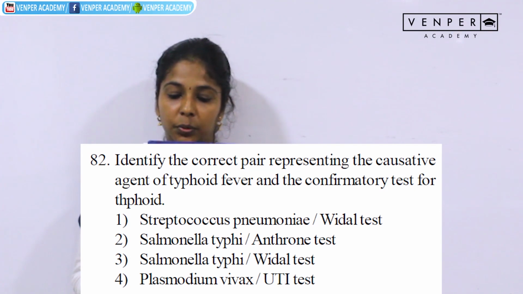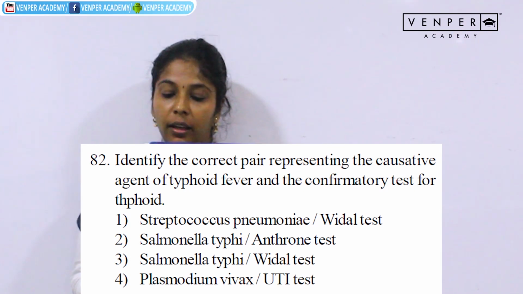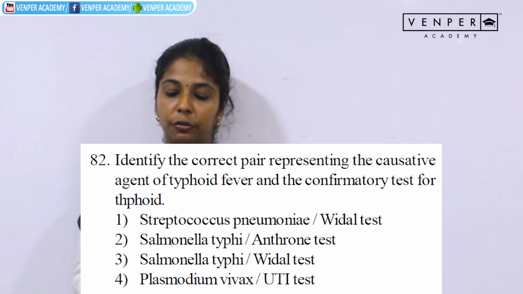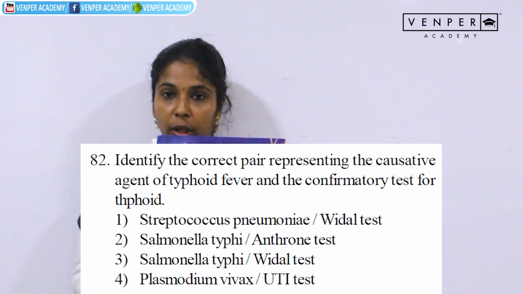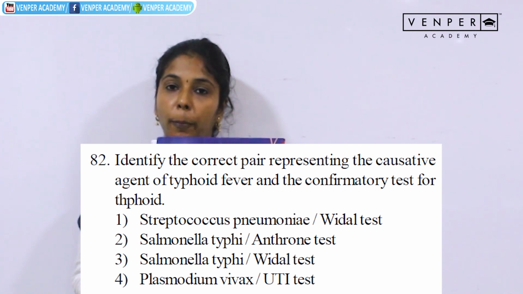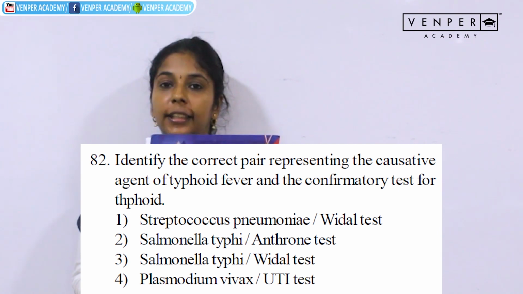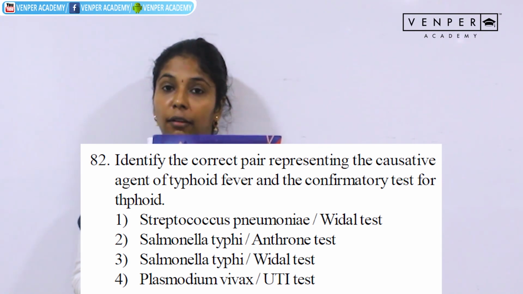Question number 82. Identify the correct pair representing the causative agent of typhoid fever and the confirmatory test for typhoid. The options are: option 1, Streptococcus pneumoniae and Vidal test; option 2, Salmonella typhi and Anthrone test; option 3, Salmonella typhi and Vidal test; option 4, Plasmodium vivax and UTI test.